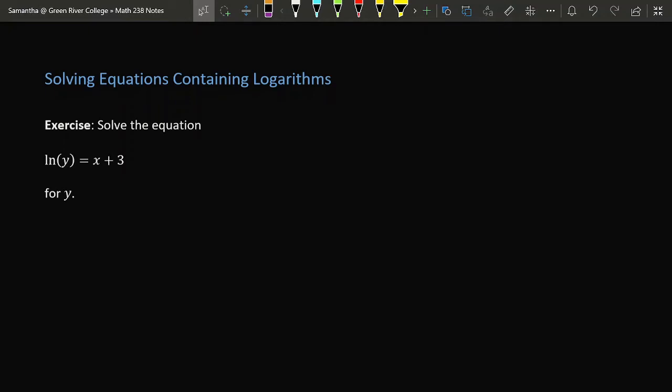We're going to start with a simple example and then move on to more complicated examples that are more similar to what we'll encounter during our work in this class. So we want to solve natural log of y equals x plus 3, and in particular we want to isolate y, which means that I need to get rid of the natural log that is currently encasing y. So I'm going to apply the exponential to both sides of the equation.